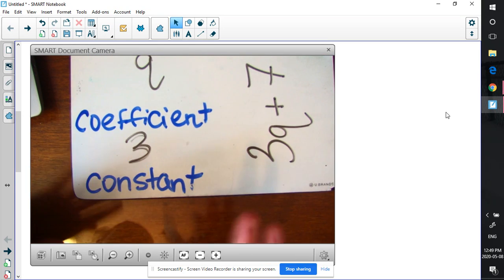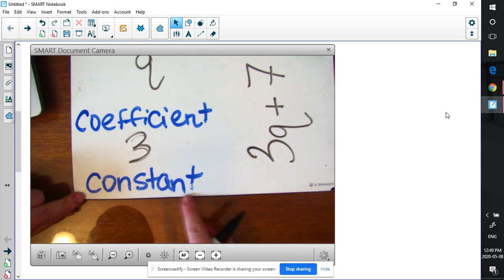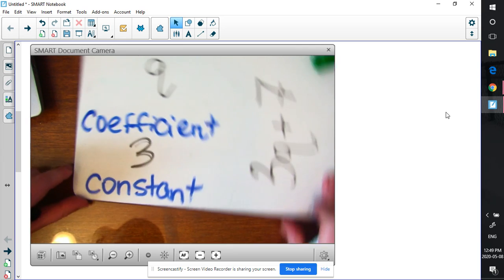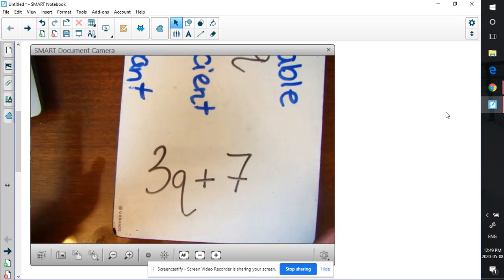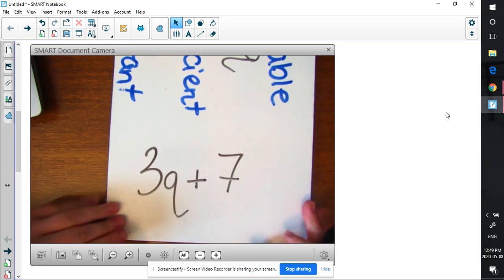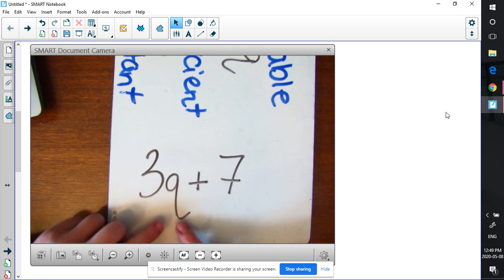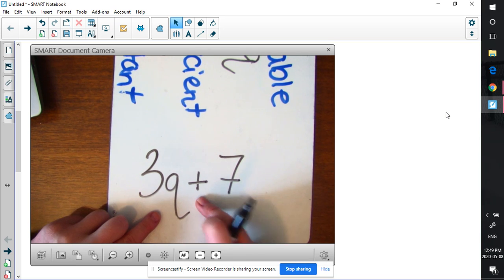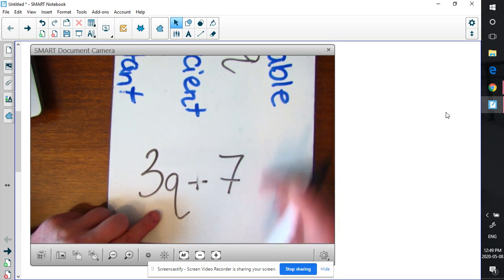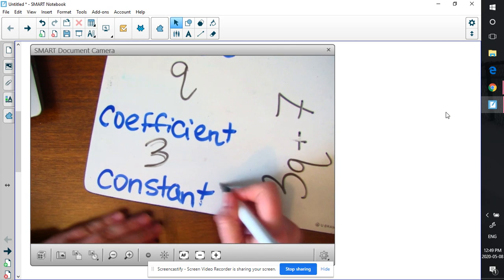The last term might also be new, and it is the constant. Now the constant is the number that is not directly attached to the variable. So this 3 is the coefficient and it is directly attached to the variable. The 7 though is not directly attached to the variable. It's attached through an operation. So this number here is my constant.